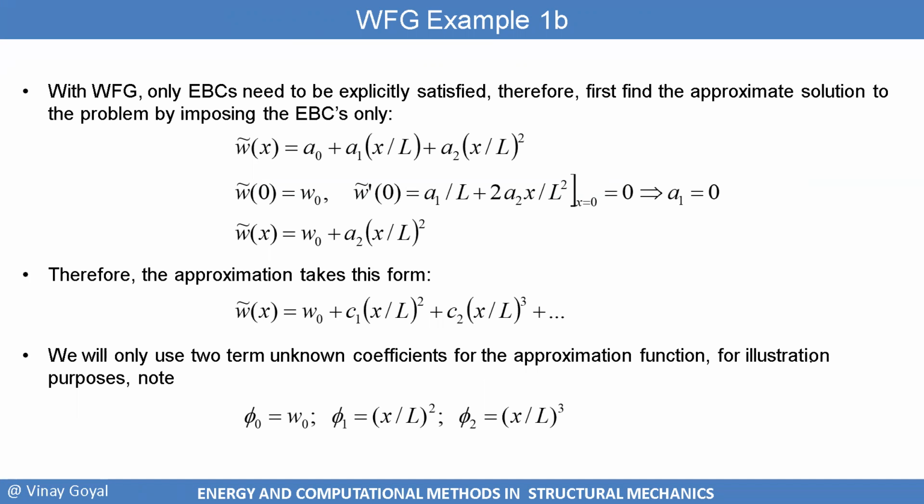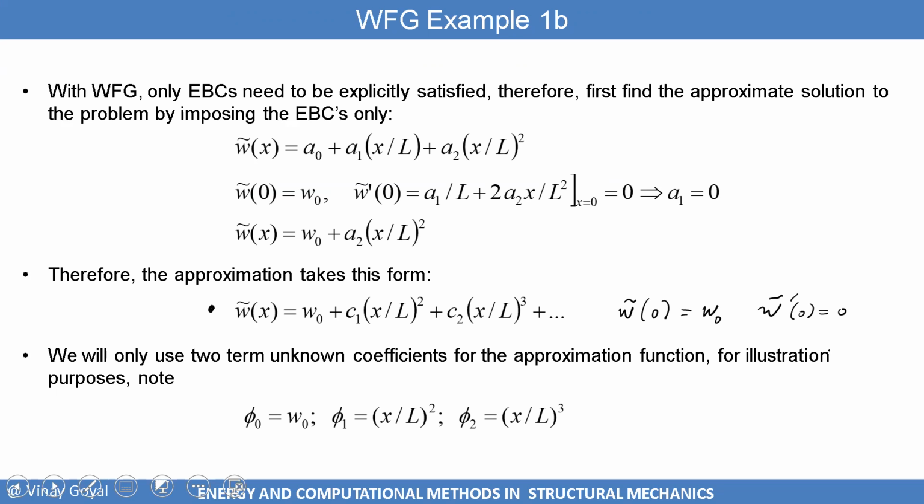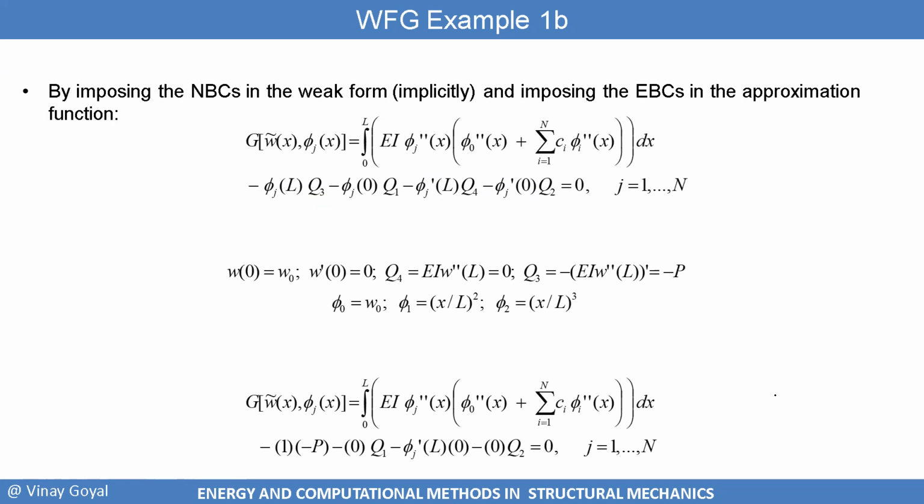And you can see here that this is a good approximation. Why? W tilde at 0 is W naught. Perfect. W tilde prime at 0 is 0. You can check it, and you can see that it satisfies exactly this essential boundary condition. Very good. And then you may ask, well, where am I satisfying the natural boundary conditions? I'll show you.